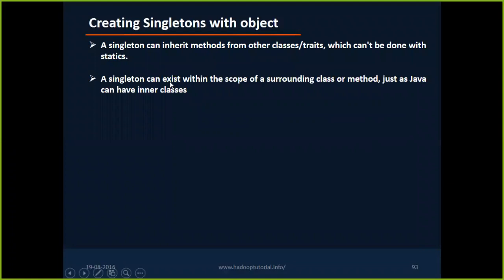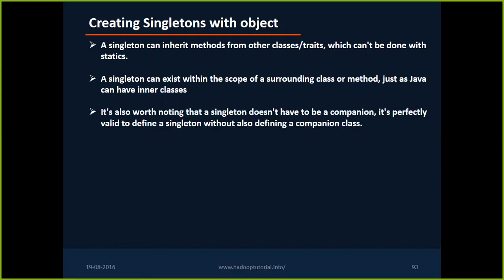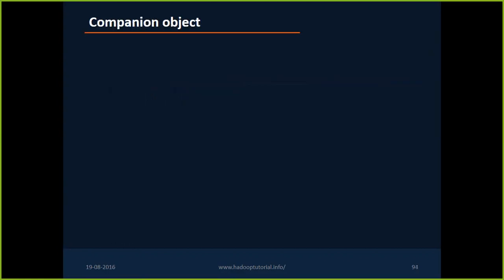A singleton can exist within the scope of a surrounding class or method also. That means a singleton object can be created inside a class or inside a method as well, and it will be treated like an inner class. Okay, and it's also worth noting that a singleton does not have to be a companion, and it's perfectly valid to define a singleton without also defining a companion class. So this statement you will better understand in the next slide. Okay.